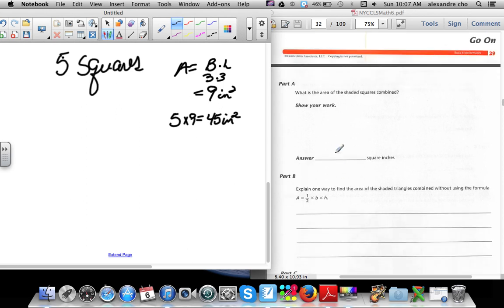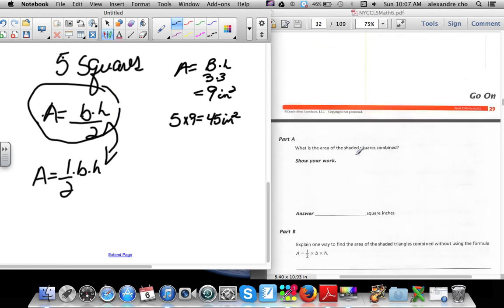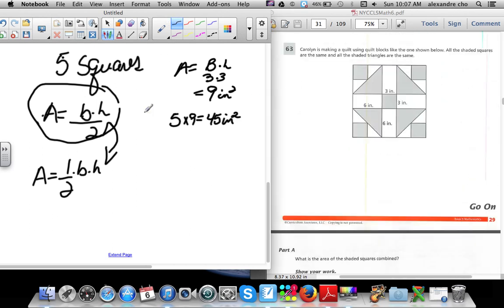Okay? And triangle, oh, B. Explain one way to find the area of the shaded triangles combined without using the formula area equals half times base times height, which is the same thing we did in class, but you're probably more used to base times height over 2, which is the same thing as this. It means the same thing. We like to use, or I like to use, this one. So how are we going to find the area of these 4 triangles without using this?